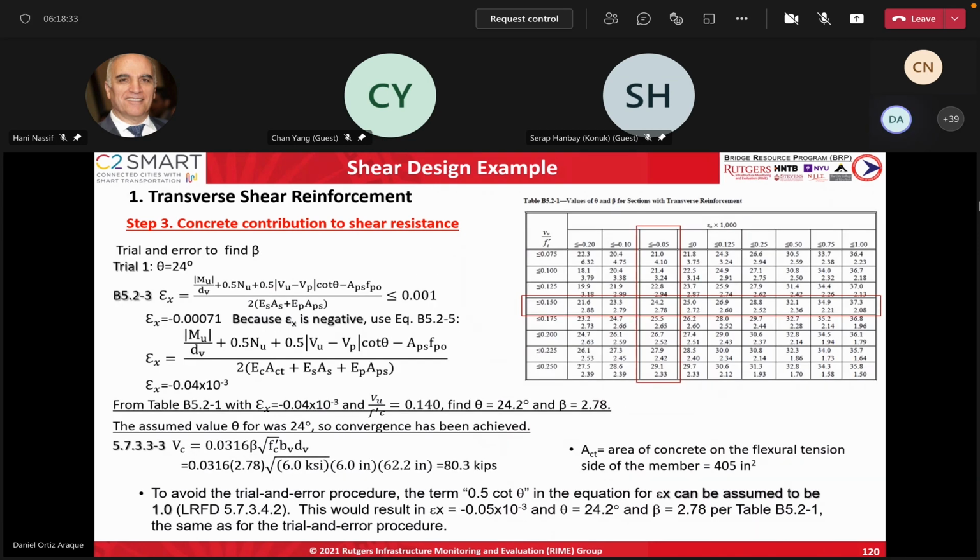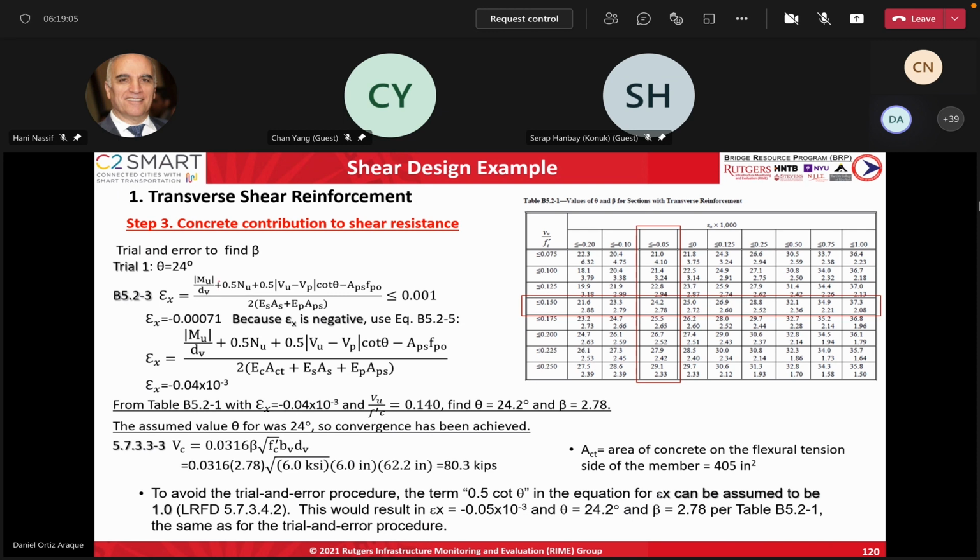Here we use the modified compression field theory, and we have two options. We can go by trial and error, where we assume an angle and then find beta, or at the bottom you can see that AASHTO also allows us to use εx as 1, and based on that we can calculate beta and all the other terms. So first, if we're going to use trial and error, we just assume an angle. In this case, we used 24 degrees.